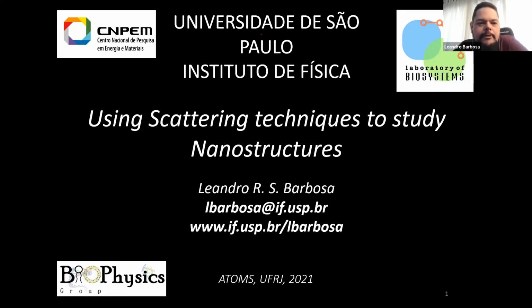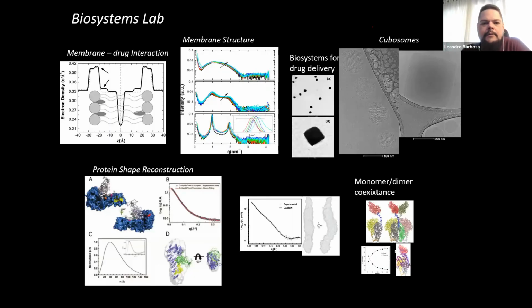So today we are talking a little bit about the use of scattering techniques. In particular, I will talk about 2 techniques that we use a lot in our lab, and to talk a little bit about our lab, inside our group we have more or less 2 different kinds of research fields. The first one regards the characterization of nanostructures like liposomes and cubosomes, and I will talk about those kinds of structures today.